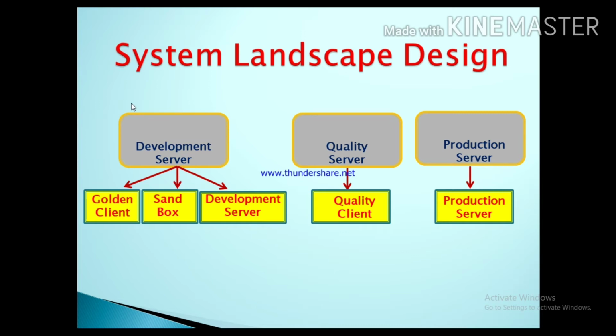After testing in the quality server, all the configuration will be transported into the production server for go live. The production server is the final server, which is used by the end users to perform their activities. In this production server, all the company data will be recorded online. So these are the three servers. Now in detail we will understand each server.